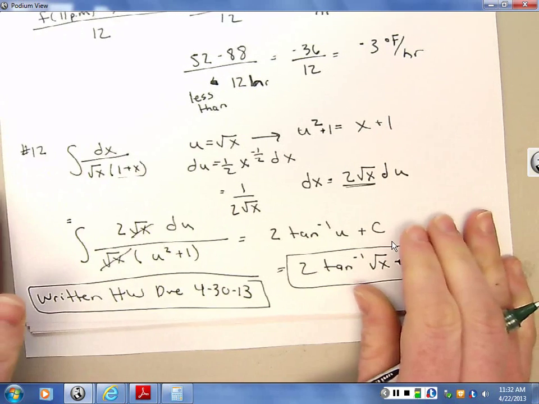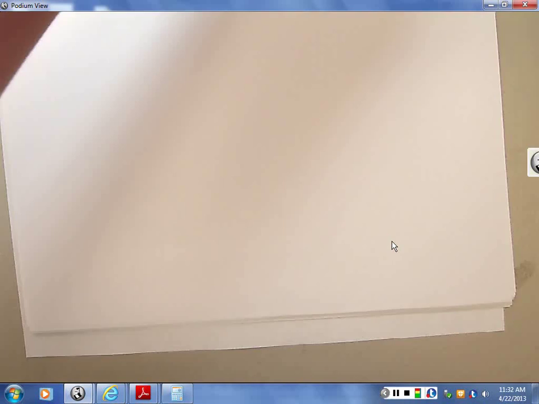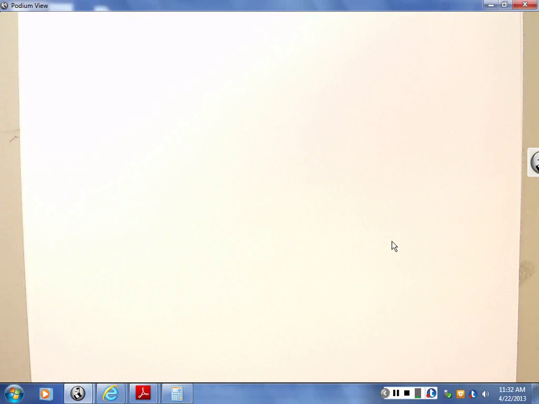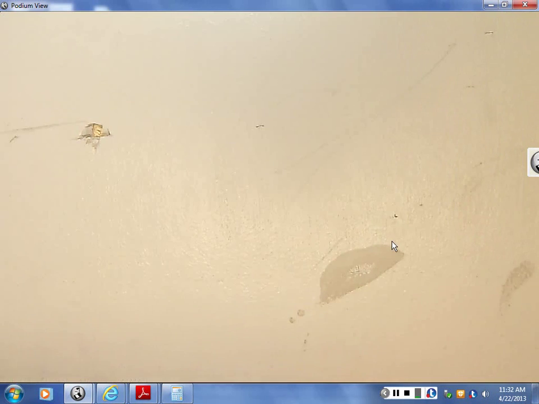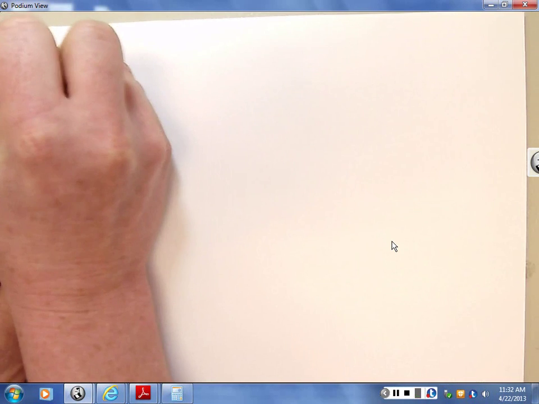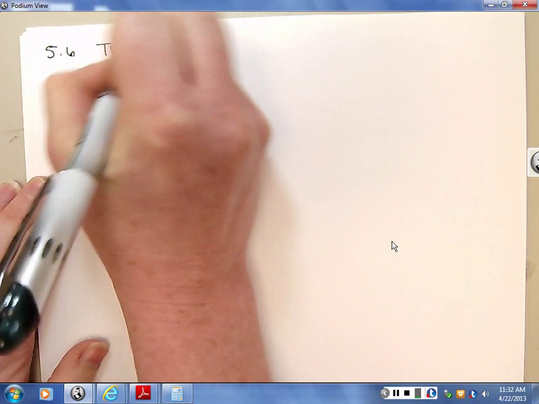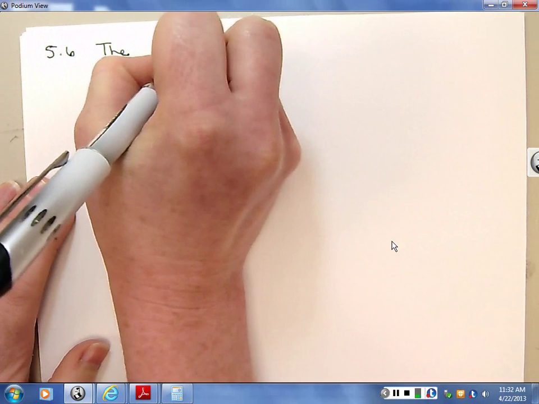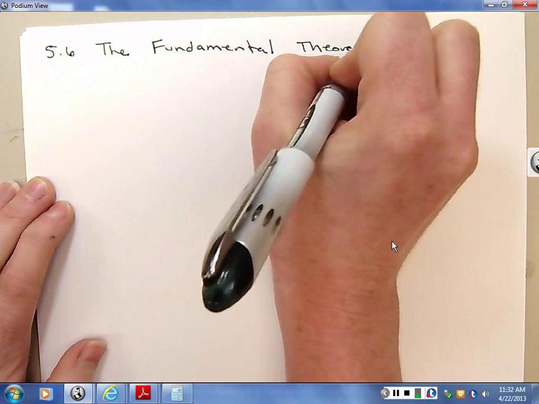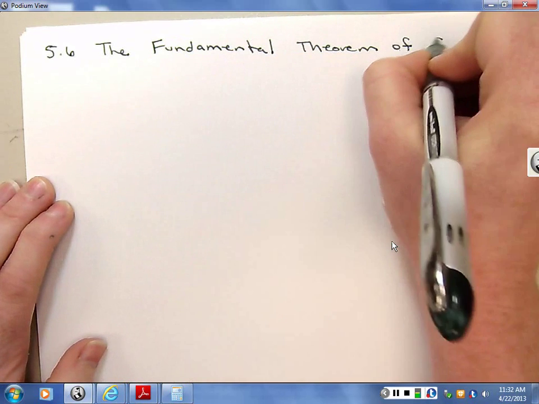All right, so let's move along to 5.6. And 5.6 is the fundamental theorem of calculus. And I've kind of hinted to where this is going to come into play. And now we're going to formally write it up. So 5.6, the fundamental theorem of calculus.